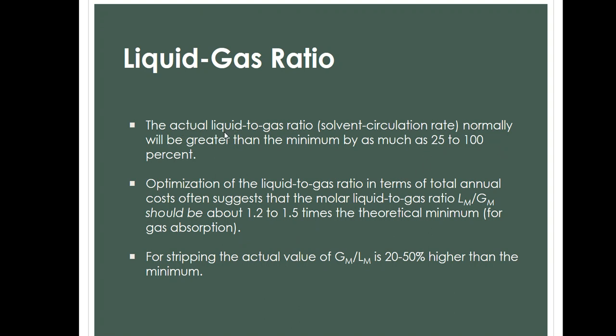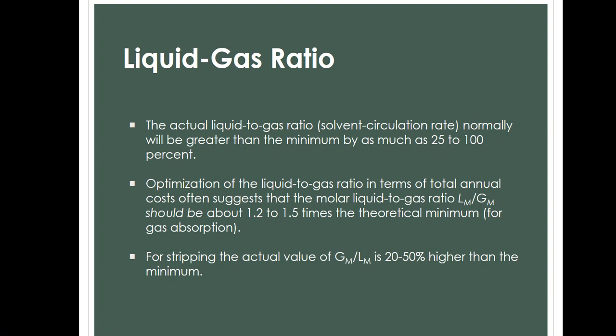The actual liquid to gas ratio or the solvent recirculation rate normally will be greater than the minimum by as much as 20 to 100%. This 25 rather to 100% is here. But for optimization purposes, we cannot make it 200% of the minimum because we have to consider the cost in optimization. So the 50% that was pegged as the maximum value here in the range of 1.2 to 1.5 is actually within the 25 to 100% more than the minimum solvent required.